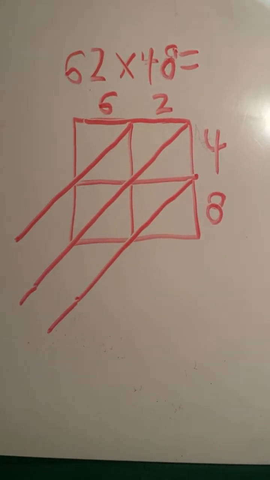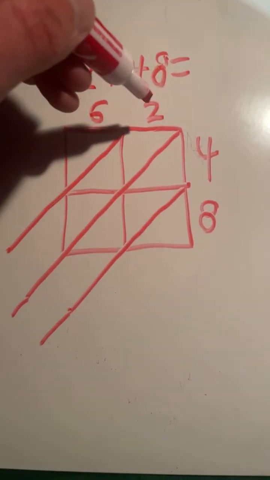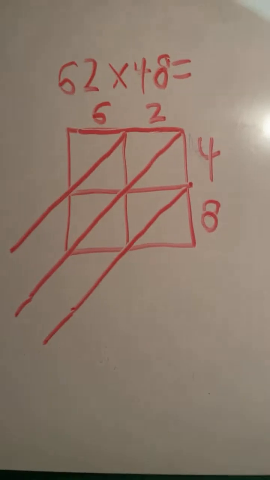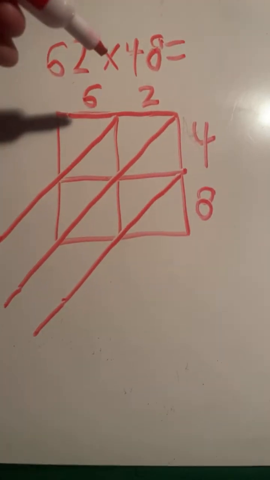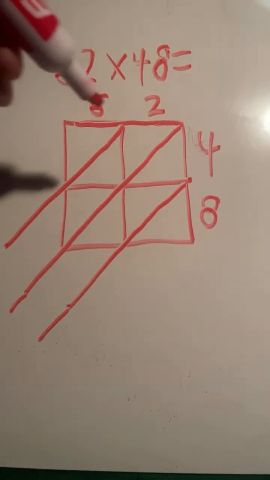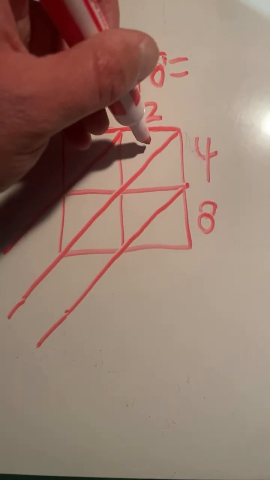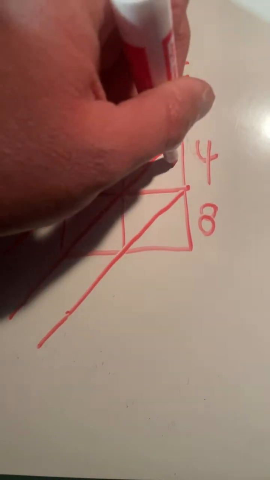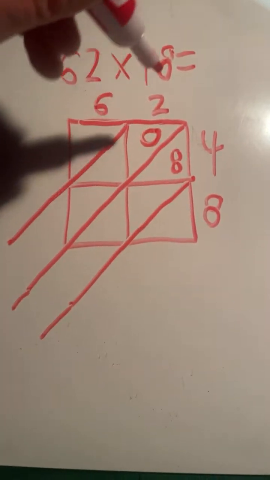Now we are ready to multiply. It doesn't really matter which order we multiply in as long as we multiply all of the opposite digits. So 2 times 4 equals 8. The answer to 2 times 4 goes in this square. A separate digit within our answer goes in each triangle. So 2 times 4 equals 8, so we're going to have a 0 and an 8.